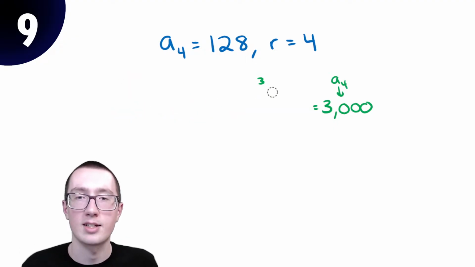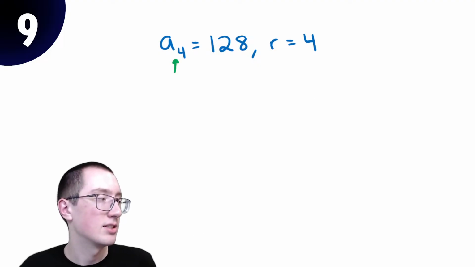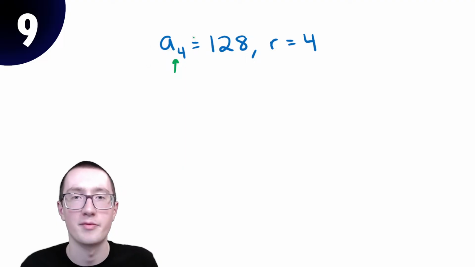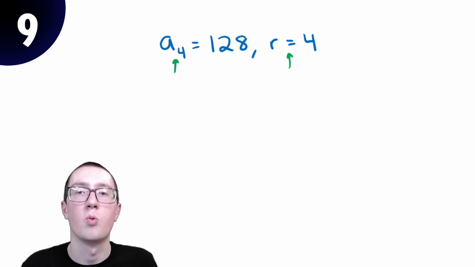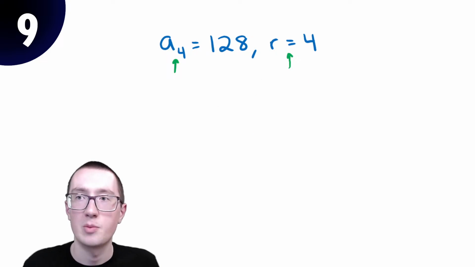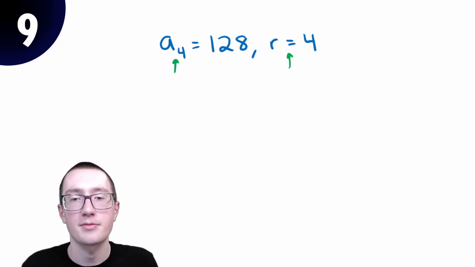So what is this telling us? Well, A4 means that this is the 4th term in our sequence. This is round 4 of our video sharing or whatever. And then r is what we're multiplying by. So in that last example, r was 10 because we're multiplying by 10 every time. But in this case, r is 4, so we're multiplying by 4 every time.